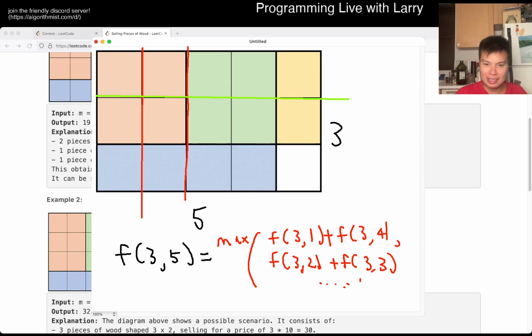You can also cut it from left to right. And in that case, you will have f of 1 by 5 plus f of 2 by 5, right? And that's really the answer for this one. There is one more observation to make.